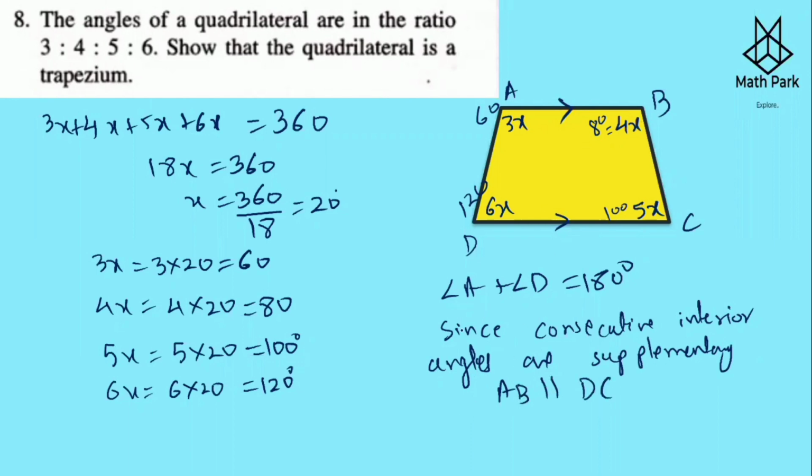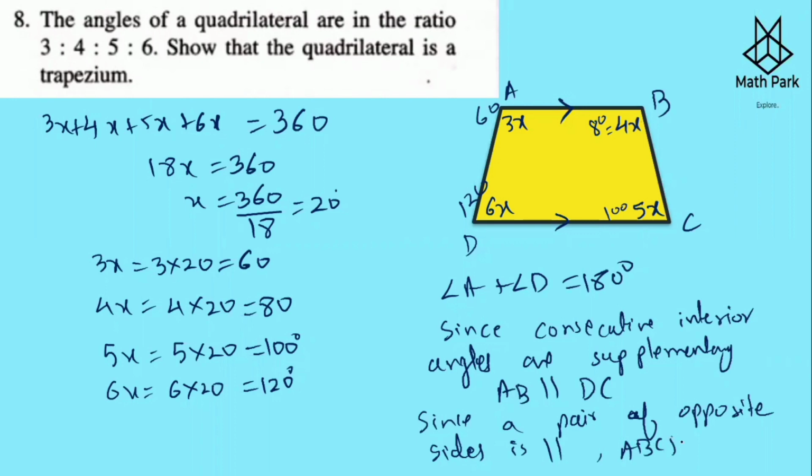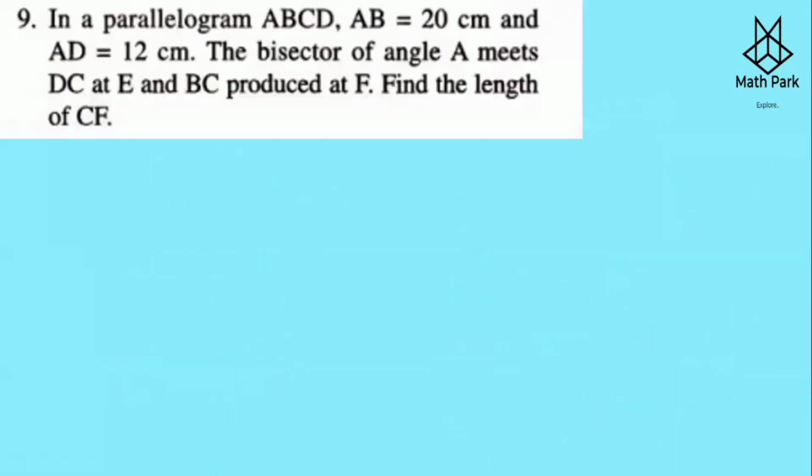Since a pair of opposite sides is parallel, we can say that ABCD is a trapezium. Got it? Easy. Question number 9.